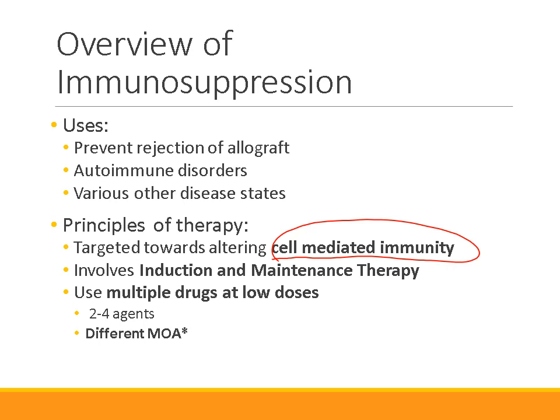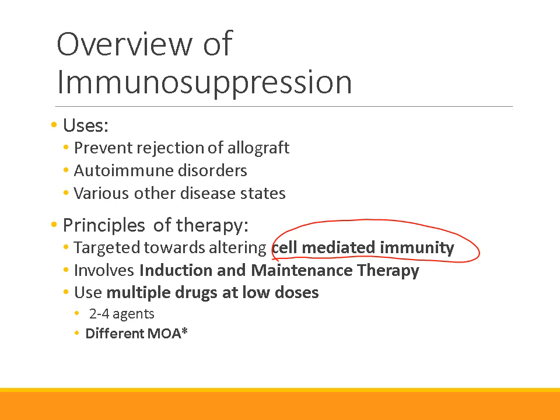So older immunosuppressants were not selective for just cell-mediated immunity. They targeted both arms. So because of this, they completely wiped out the patient's immune system. They had absolutely no defense against infection at all. So unfortunately, we did see a lot of patients dying from infection. Mortality rates were unacceptably high because of infection.